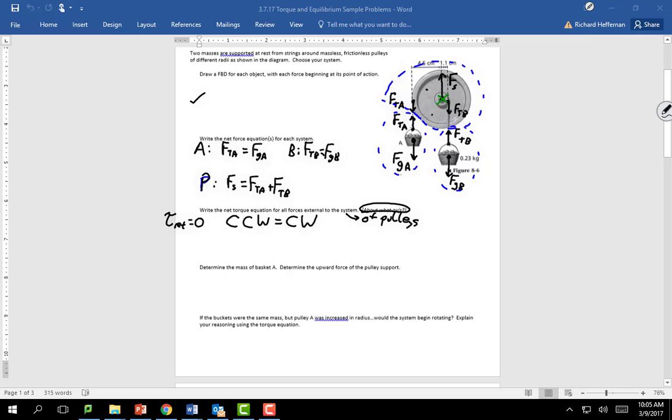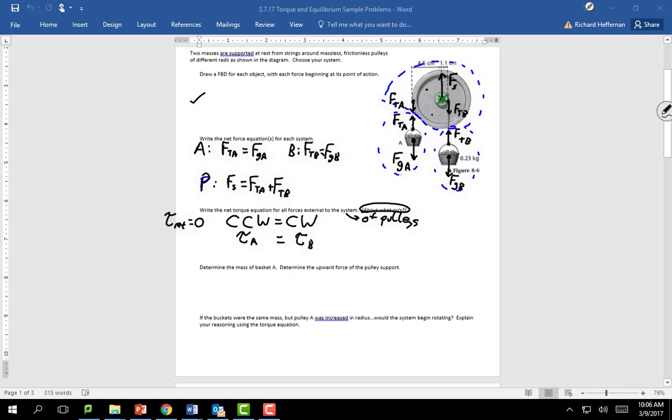What are we trying to? Oh, which one makes it go counterclockwise? FTA. So our counterclockwise torque would be the torque from A. Which ones would be clockwise torques? The torque from B. Okay. What about the force of something? Is that applying any torque?